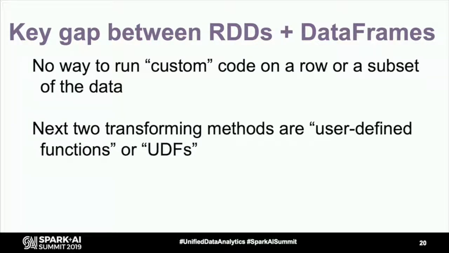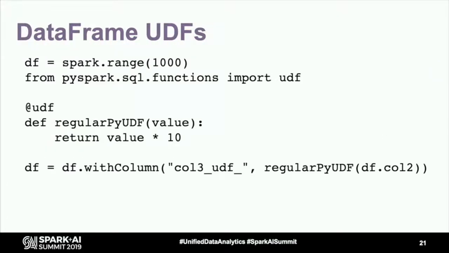And so there's no way to run this custom operation that you might want to code up in Python. Maybe it's something really, really particular. Maybe it's a date manipulation or really something crazy that would be difficult to do in raw SQL. And so these next two transforming or Python-based methods are really user-defined functions, where you'll define them and then Spark will take care of running them for you.